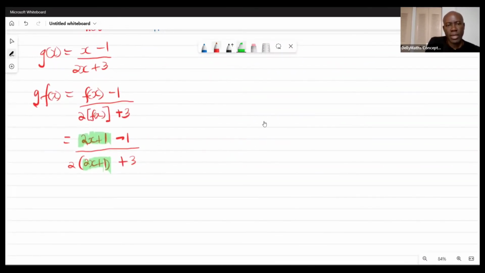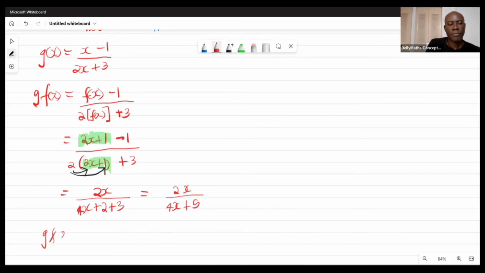So in this case, what I'm looking at now is 2x at the top, because a plus 1 and a minus 1 become 0. All of this is over... and I'm going to distribute right here. I'm going to distribute 2 inside my bracket there. So I'm looking at 4x plus 2. And then there is a plus 3. My final response is a 2x at the top over 4x, and then a plus 5. So G of F of x is 2x all over 4x plus 5.